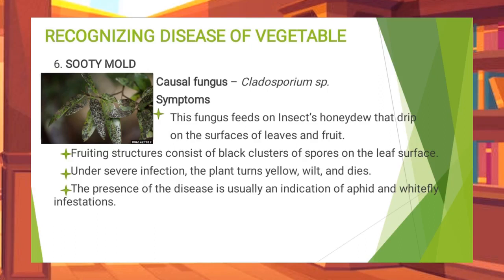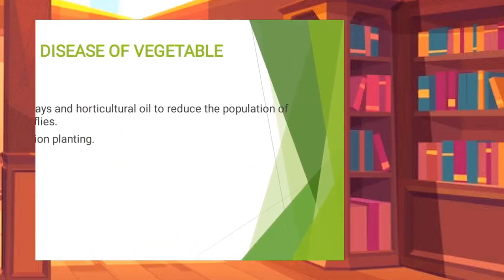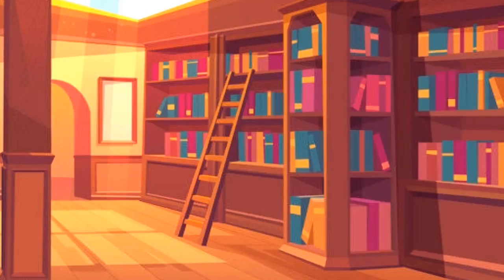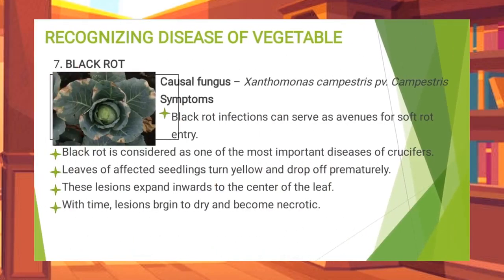So siya wala siya kanabitong na kuanan sa fire. So management. So apply organic sprays and horticultural oil to reduce the population of aphids and whiteflies. So practice companion planting. So mao na ni siya. So katong wala gipahimo po nato ni ma'am nga katong mga FFP, so to FPJ ni ato, pwede po siya magamit to siya.